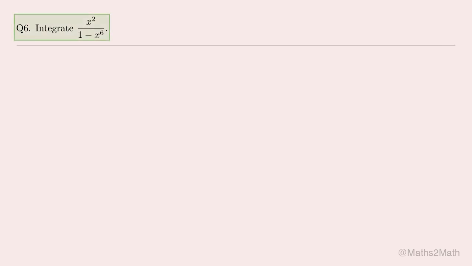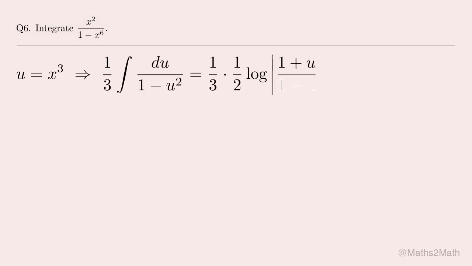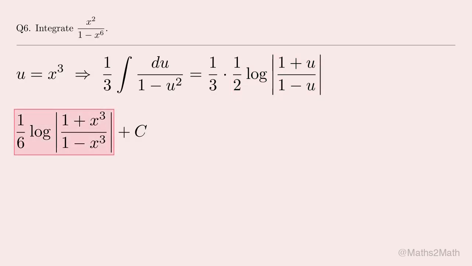Question 6. X squared feeds u equals x cubed. The denominator is 1 minus u squared. The symmetric log formula, 1/3 of the integral of 1 over 1 minus u squared. Substitute back.